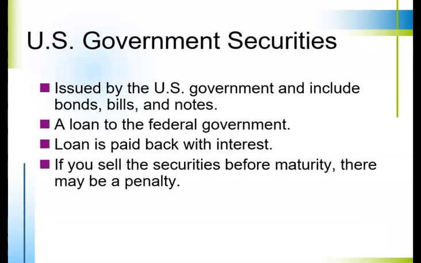U.S. government securities are issued by the United States government, and they include bonds, bills, and notes. They're basically a loan to the federal government, and the loan is paid back with interest. You can sell the securities before maturity, but there might be a penalty that you'd have to pay.